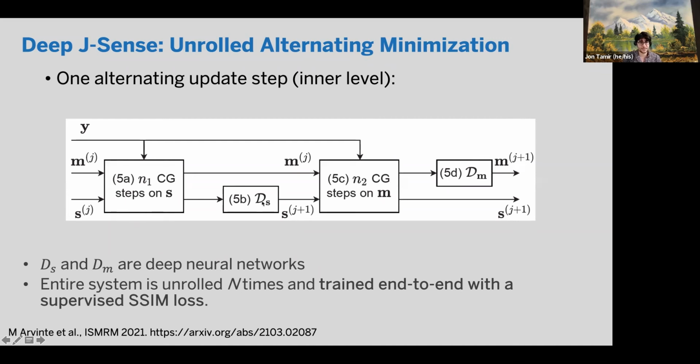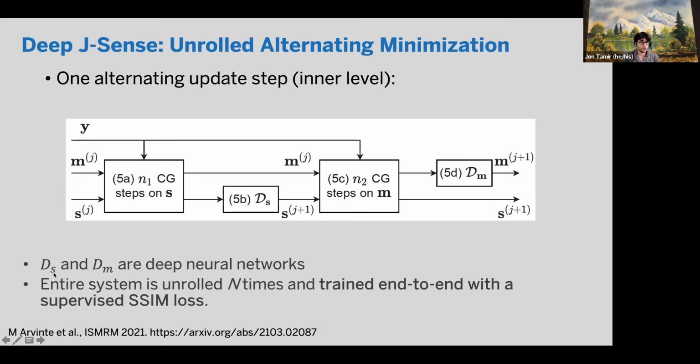These sensitivity maps are then passed through a convolutional neural network to refine them. And then we update the image using the same linear least squares model in K-space, and we perform conjugate gradient algorithm on the image to get an updated image. And we pass that through its own convolutional neural network to refine the image, to remove the aliased components.